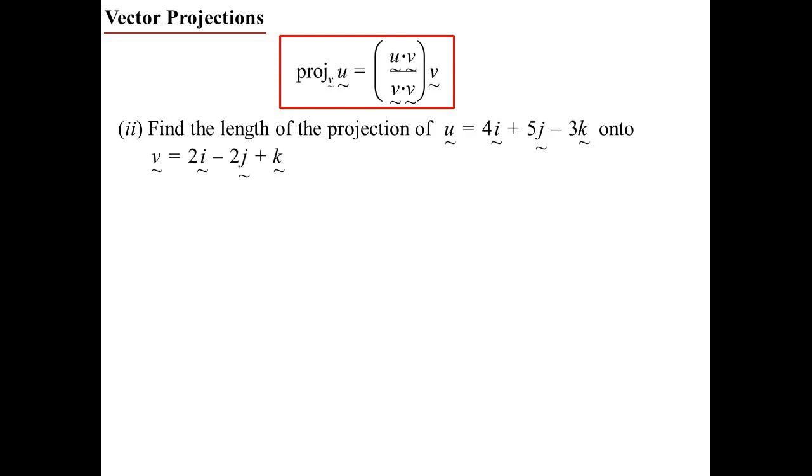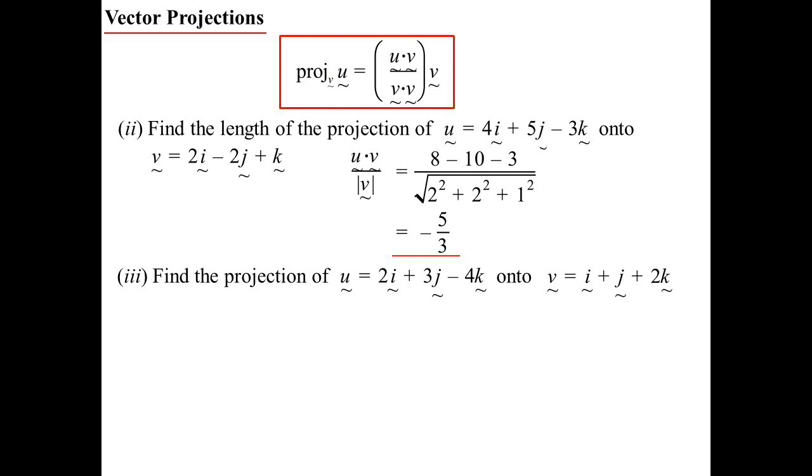Now the length, if we just want the length, well, the formula is slightly different. So we'll get u dot v, that's still on top, but on the bottom now is just the magnitude of v. So let's work that out. U dot v, so 4 times 2, 5 times -2, -3 times 1, over magnitude of v, square root of 2 squared plus 2 squared plus 1 squared, and we get minus 5 on 3.